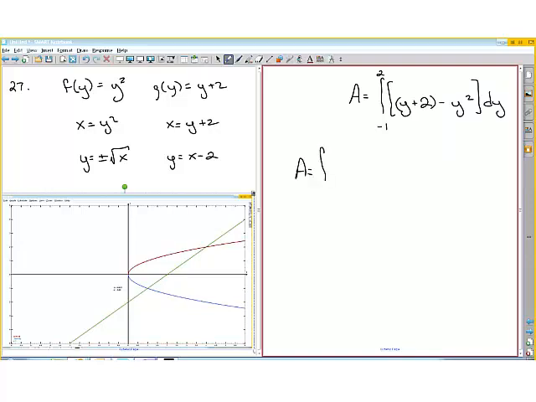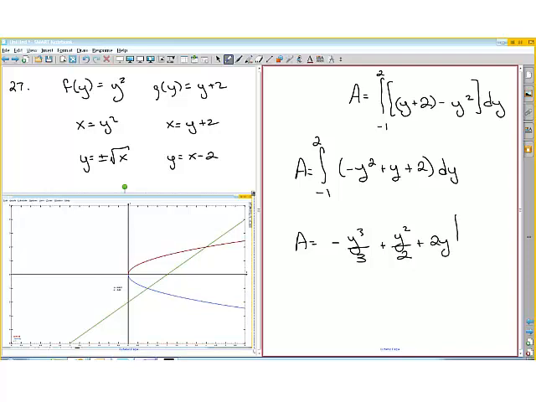So before we integrate, I'm going to remove the parentheses, and I'll rewrite it as minus y squared plus y plus 2 times dy. So this should be pretty easy, except when we get to the part where we have to deal with all the fractions. So the integral of -y squared would be -y cubed over 3. The integral of y would be y squared over 2, and the integral of 2 is 2y. And we evaluate that between y equals -1 and y equals 2.